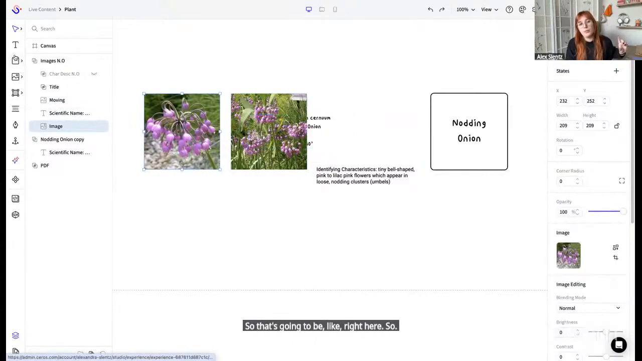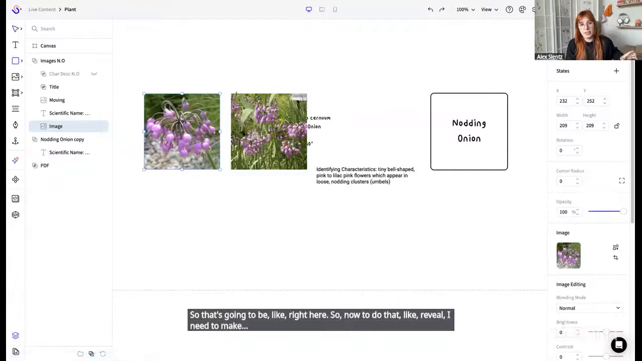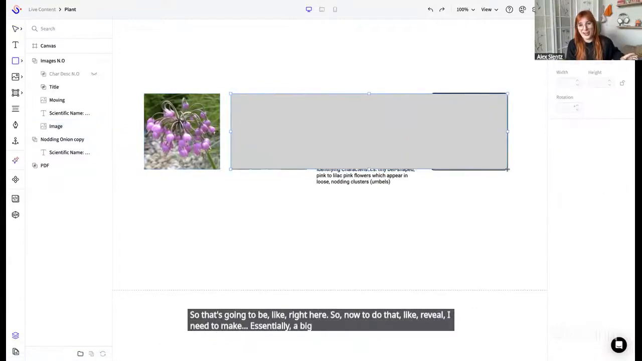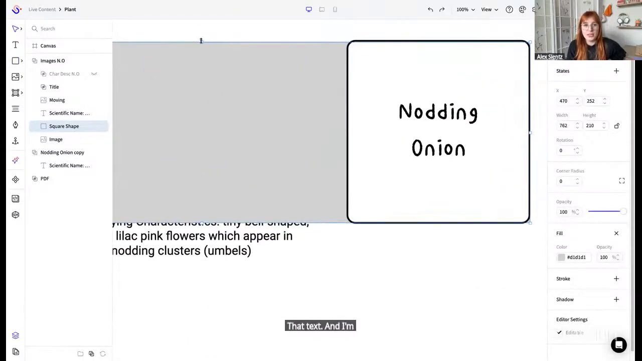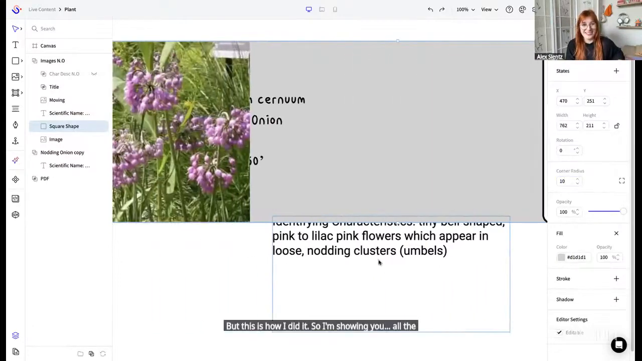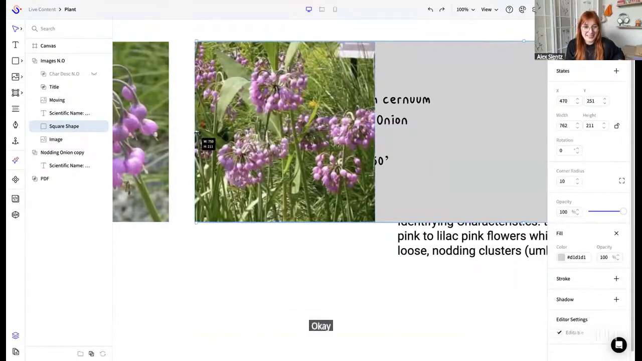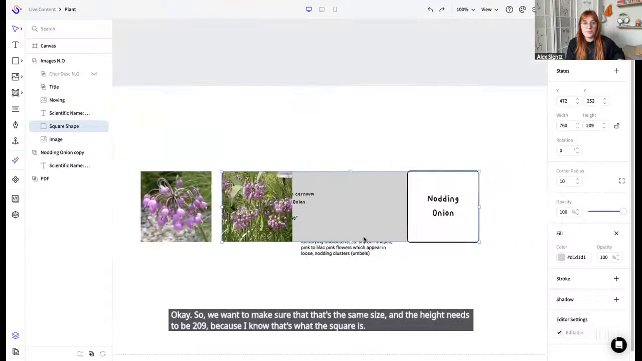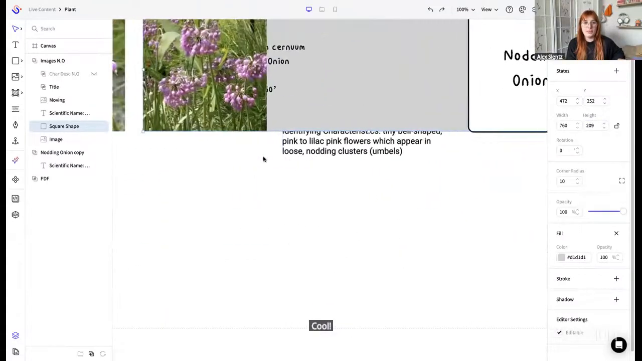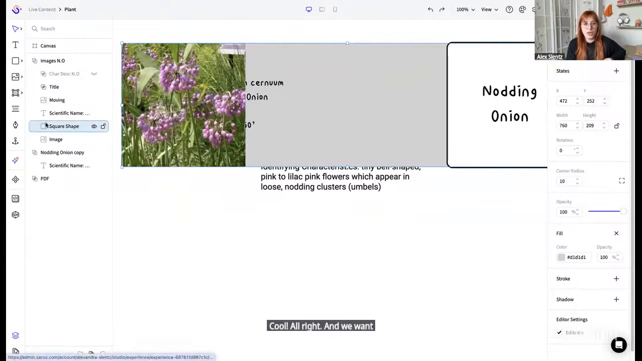So now to do that reveal, I need to make essentially a big square to block out that text. And I'm sure there is an easier way to do this, but this is how I did it. So I'm showing you all the flaws in the process. Okay. So we want to make sure that that's the same size and the height needs to be 209 because I know that's what the square is. Cool. All right. And we want this to be on top of the scientific name.